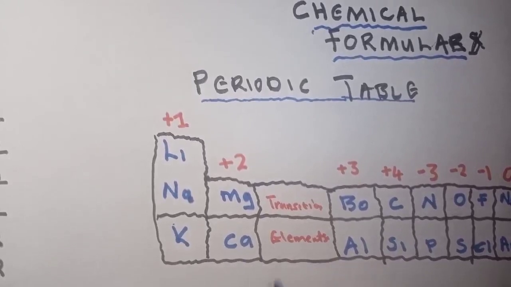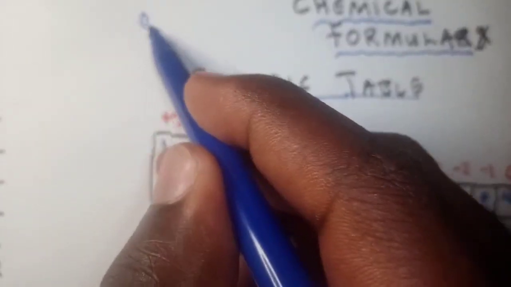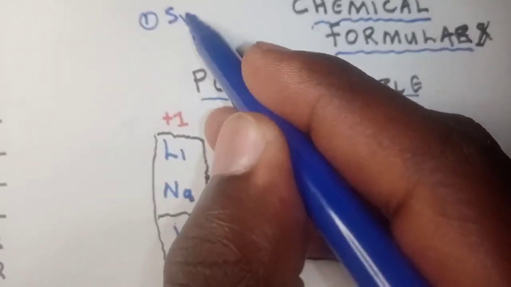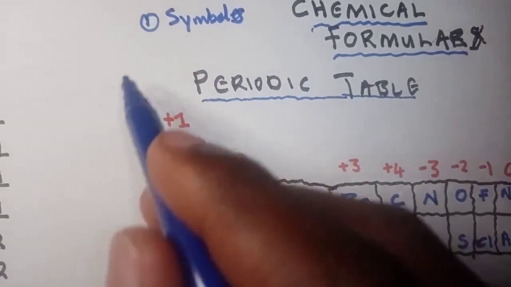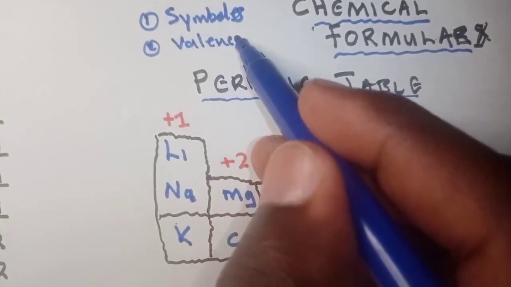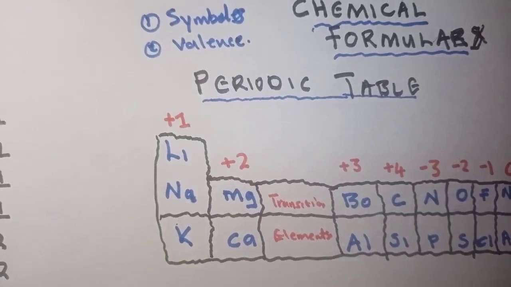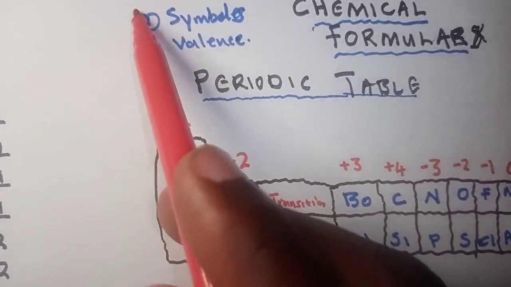Knowing how to write a chemical formula, you are required to know two things that are of importance. Number one, you need to know how to write the symbols, and also you need to know what we call the valency. These two things are of great importance under this topic: chemical symbols and the valency. But as important as these things are, they are the easiest to know.